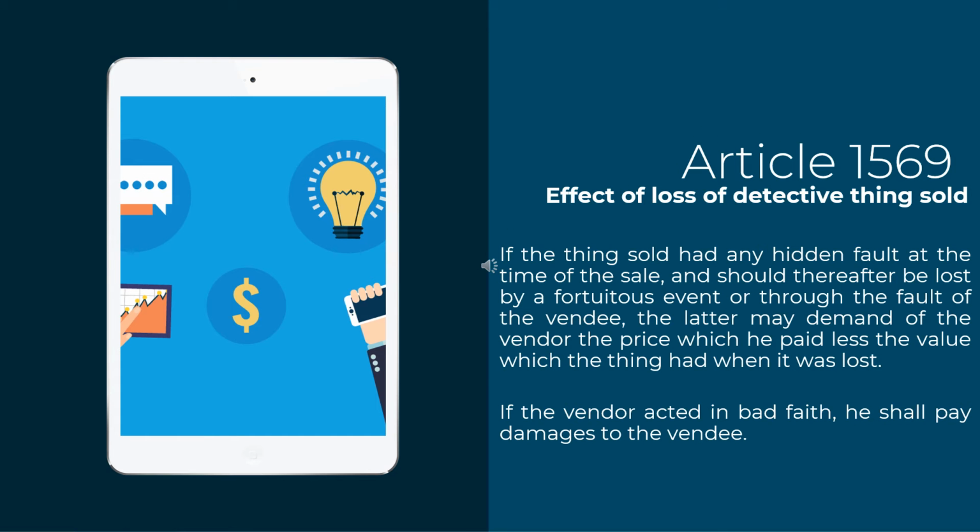Article 1569 talks about the effect of loss of defective things sold. The provision goes: if the thing sold had any hidden fault at the time of the sale and should thereafter be lost by a fortuitous event or through the fault of the vendee, the latter may demand of the vendor the price which he paid less the value which the thing had when it was lost. If the vendor acted in bad faith, he shall pay damages to the vendee.